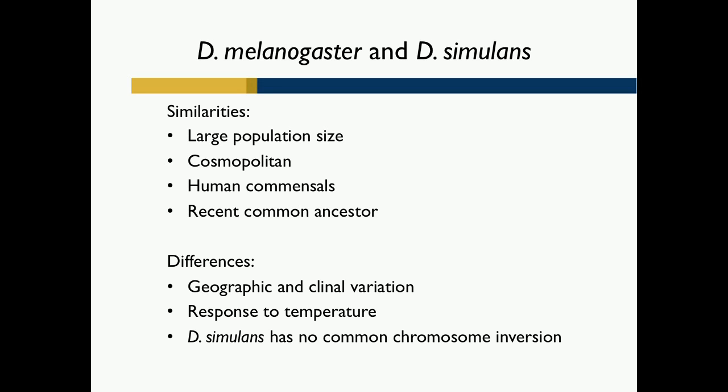At the same time, they have a lot of differences as well. Compared to Drosophila simulans, Drosophila melanogaster has much greater geographic and clinal variation. And it seems like there are lots of controversial studies, but both species seem to be responding to temperature in a different way. And on the DNA level, Drosophila simulans has no common chromosome inversions, while for Drosophila melanogaster, inversions, especially inversions on chromosome 3R, are very important for local adaptation and geographic variation.